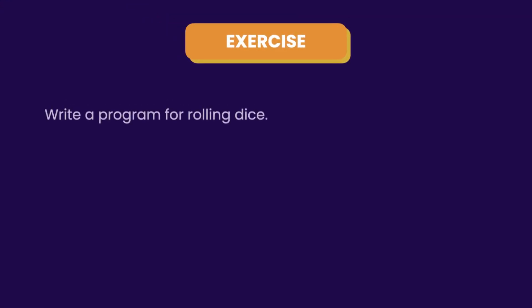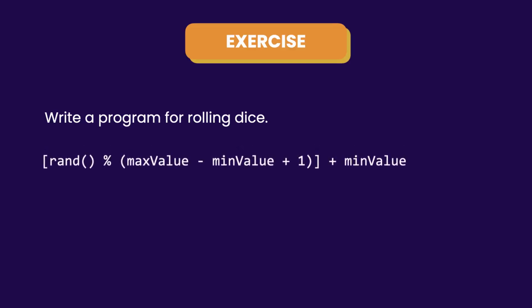Now, as an exercise, I want you to write a program to roll a dice. So every time we run this program, we should get 2 random values between 1 to 6. Now, to limit the range of the random number, use this formula on the screen. You will see my solution next.